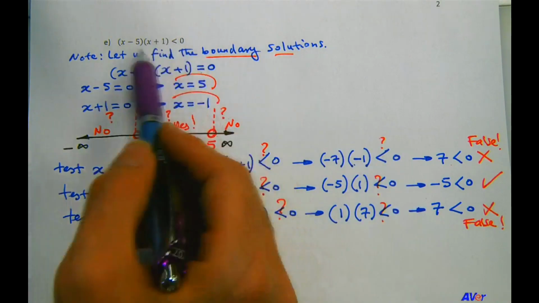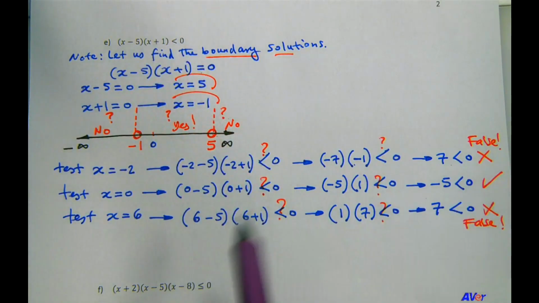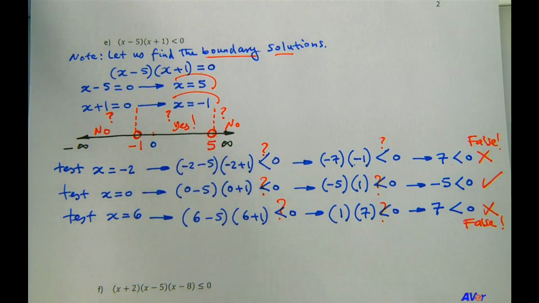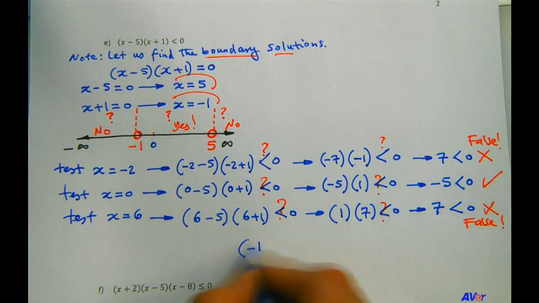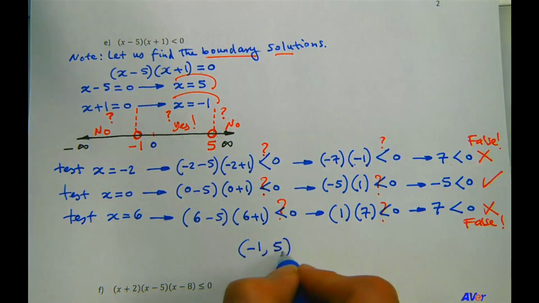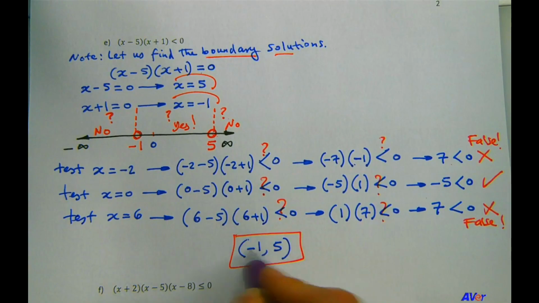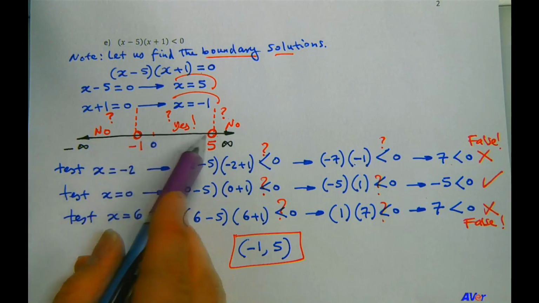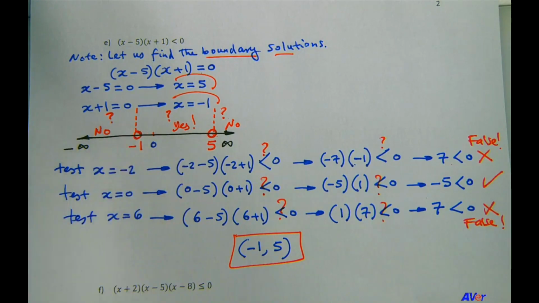We want the left side to be negative at all times, or less than 0. So our answer is just all the numbers between negative 1 and 5. So parenthesis, negative 1, comma 5, parenthesis. And the parentheses indicate that negative 1 and 5 are excluded, which you can see with the hollow circle and the dashed line over them graphically. Okay?